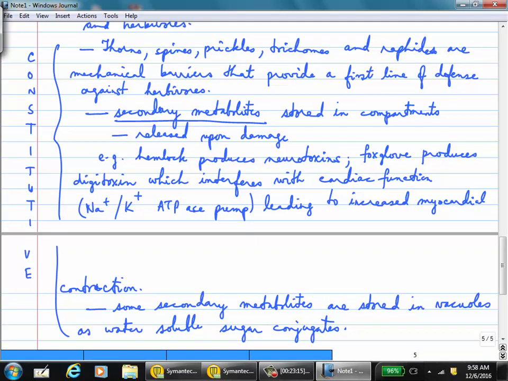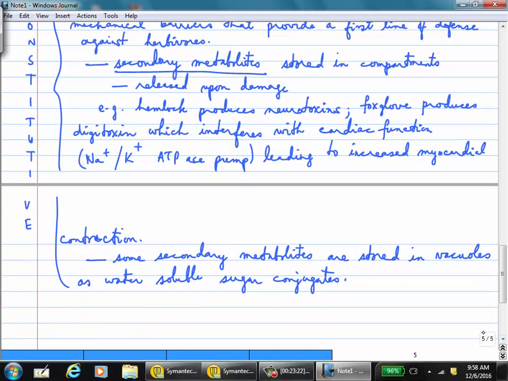Now what's the disadvantage with these constitutive responses? Is the plant losing anything by providing for them? Yes, it is, because energy resources are required to produce these all the time. It's like in anticipation of war, you're in a state of heightened alert all the time. That's not good. So there should be some responses that are also inducible. If there is a pathogen attack, then the response is going to be induced, right?